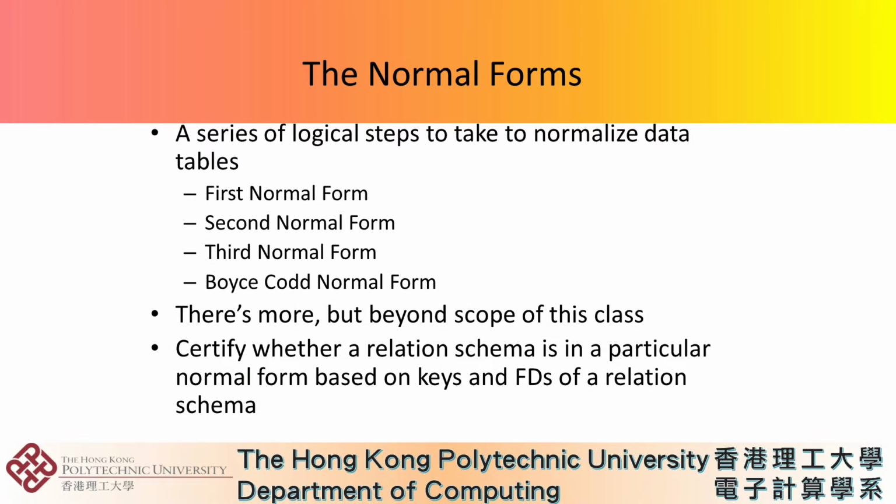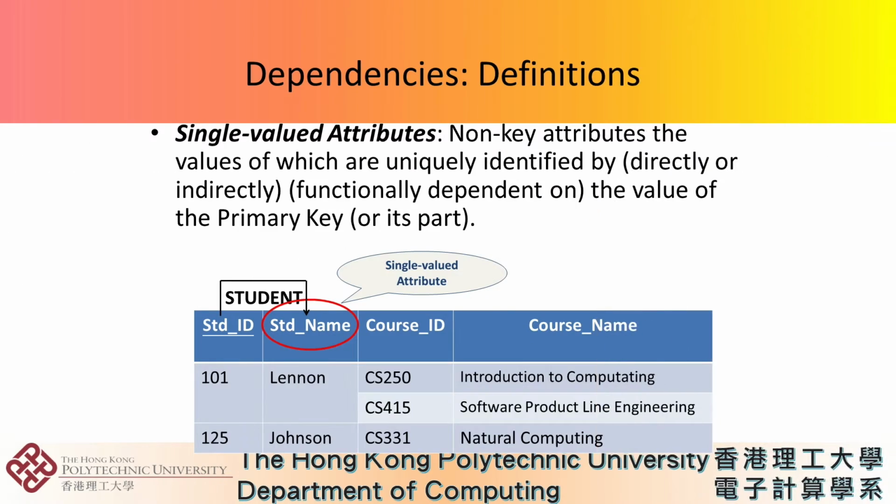The normal forms are a series of logical steps to take to normalize data tables, including first normal form, second normal form, third normal form, and Boyce-Codd normal form. There's more, but beyond the scope of this class. We can certify whether a relation schema is in a particular normal form based on keys and functional dependencies of a relation schema. I will then talk about some terms relating to functional dependencies and normal forms.